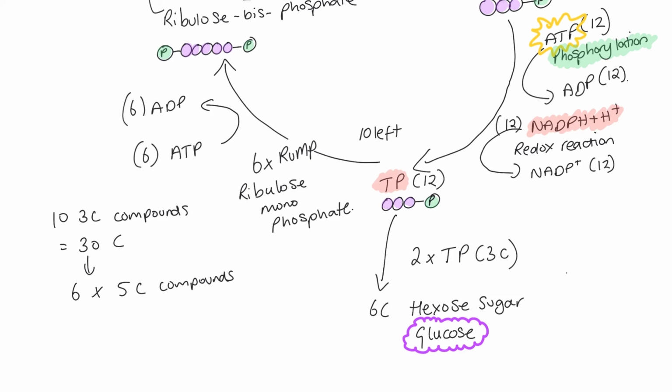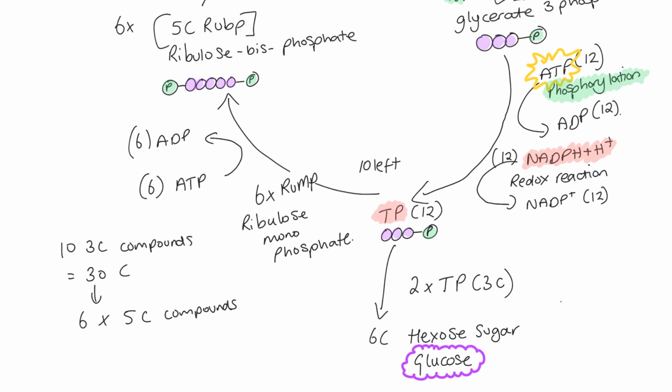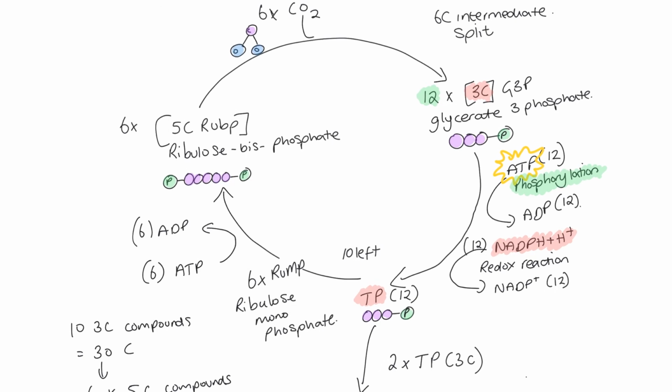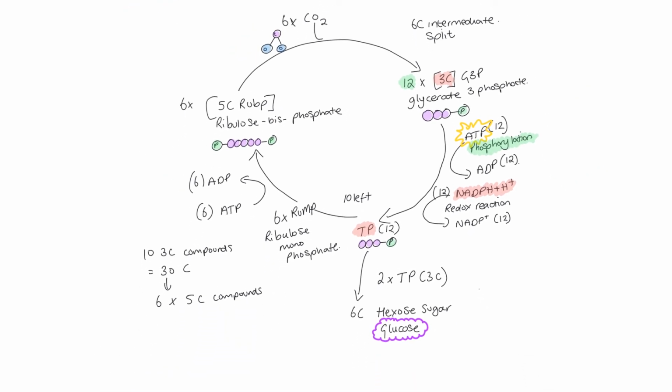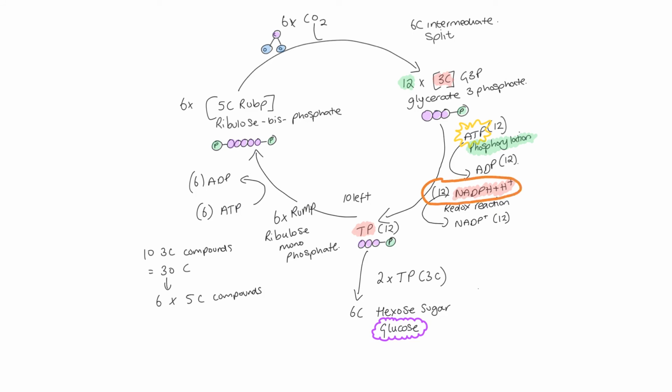If we look at this whole cycle, for each 6 turns, we use 12 reduced NADPs. We use 18 ATPs, and we produce 1 glucose molecule. That glucose molecule can then be used to convert into all the other organic molecules that we find in plants.